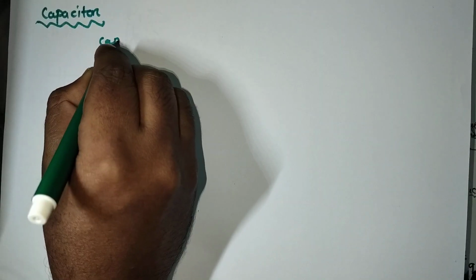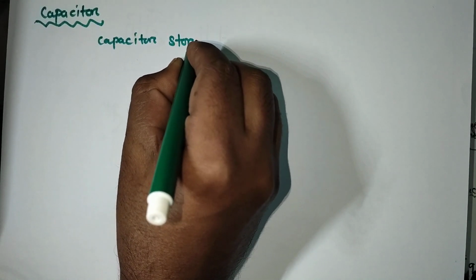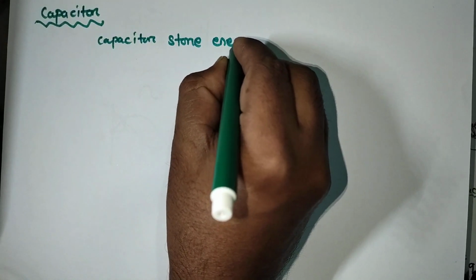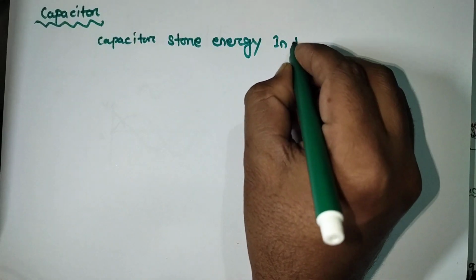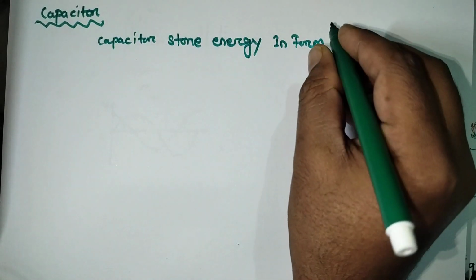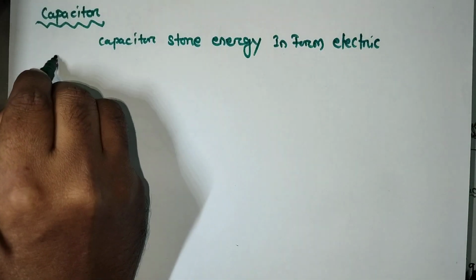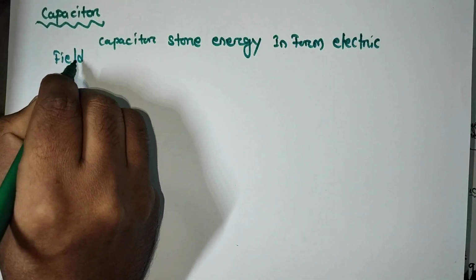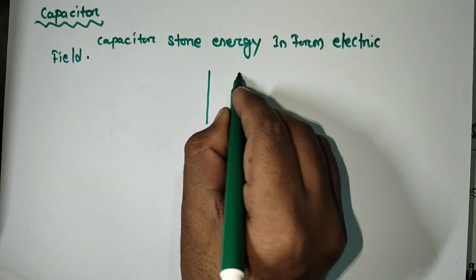That is called another, the capacitor. What is the work of a capacitor? A capacitor stores energy in the form of an electric field.